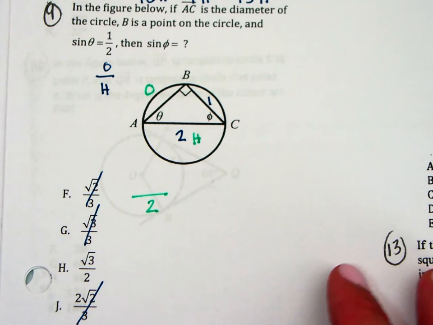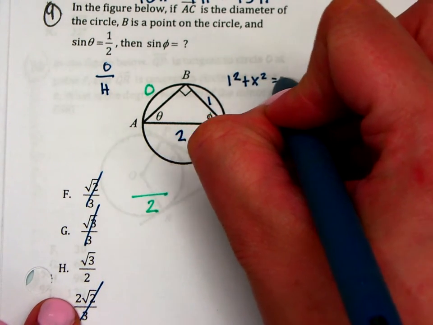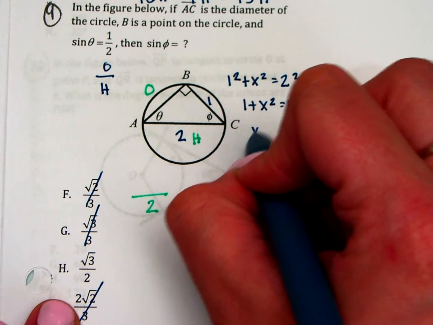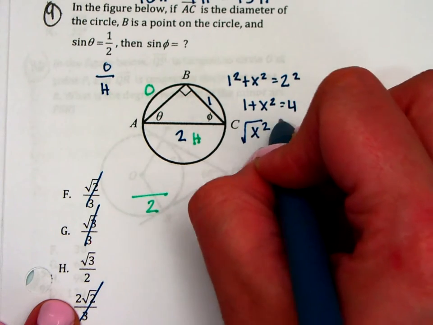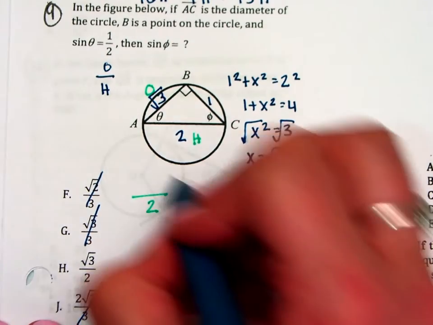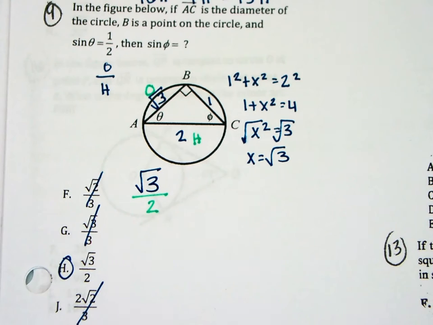To find the measurement of the opposite side, I'm going to use the Pythagorean theorem. 1 squared plus x squared equals 2 squared. So 1 plus x squared equals 4. When I subtract 1, I get 3. And when I square root, I get the square root of 3. So the opposite side measurement is the square root of 3, over 2, which is option H. In this problem, you do have to use the Pythagorean theorem. Remember, it exists, and you can use it at any time when you have right triangles. A lot of the times when you're doing trig and you're missing a side, the Pythagorean theorem is the best option.